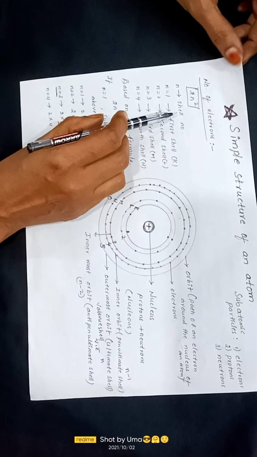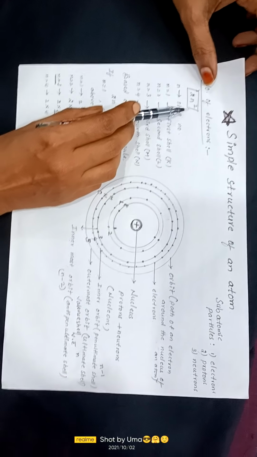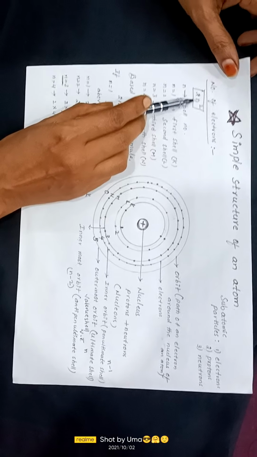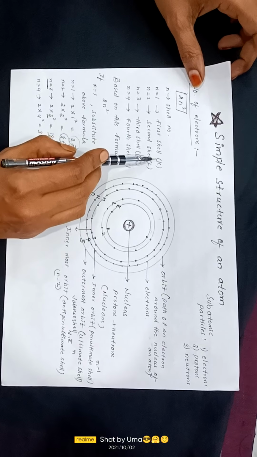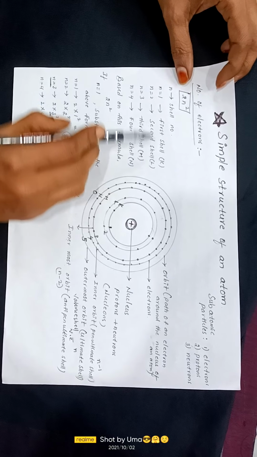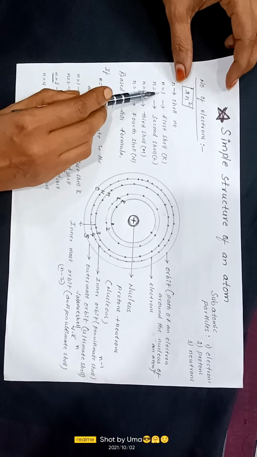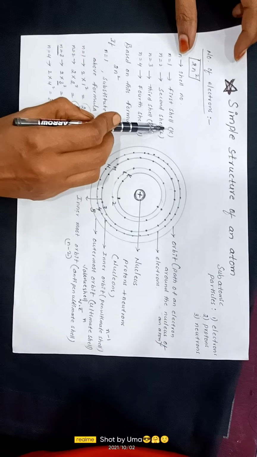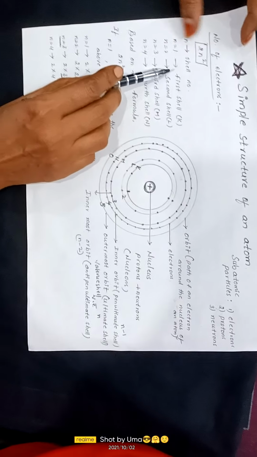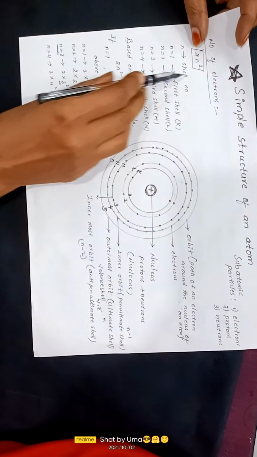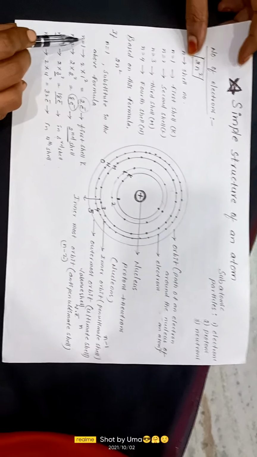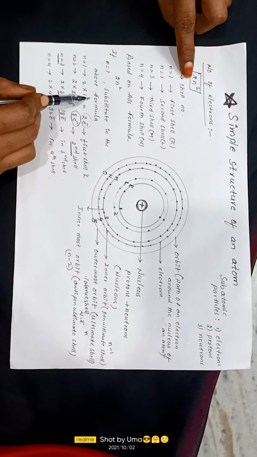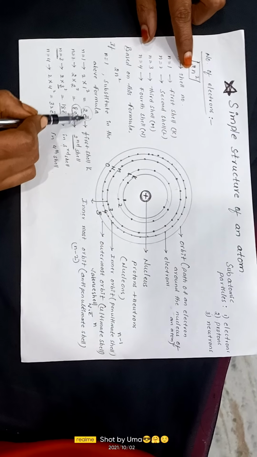To find the number of electrons, there is a formula, 2n square. If you substitute the n value in this formula, you will get the number of electrons in a certain orbit. Suppose n equal to 1, that represents the K shell. How many electrons can be located in the first shell? Two electrons based on this formula. If you substitute n equal to 1, 2 into 1 square gives 2 electrons.